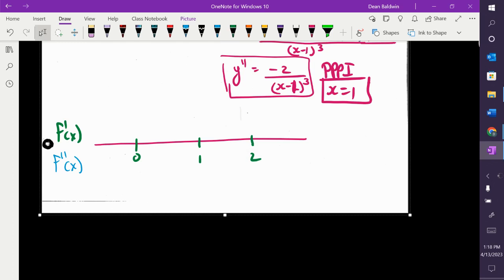For the second derivative, you mark your possible points of inflection. Now, it's the same as the critical points, so we don't have to put any other numbers up there. But sometimes you'll have different points that you would put on there. Okay?